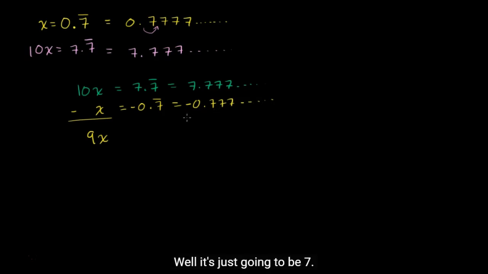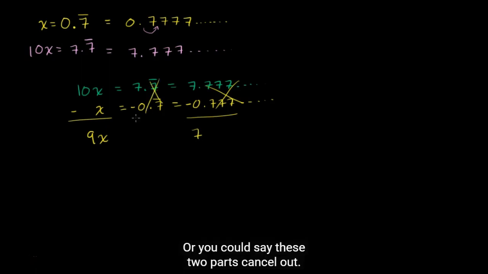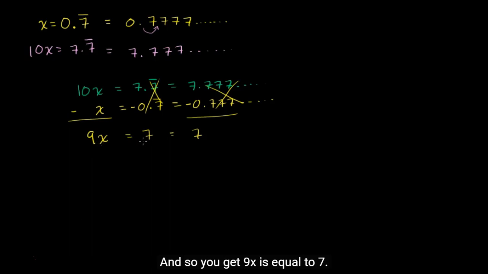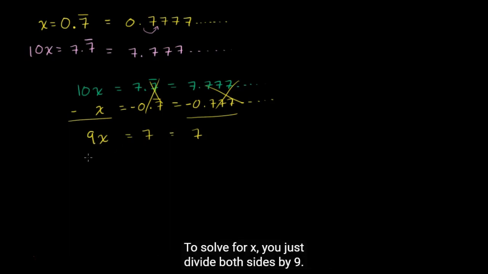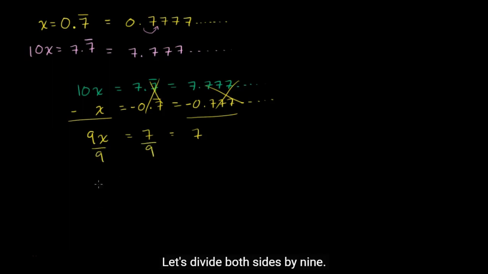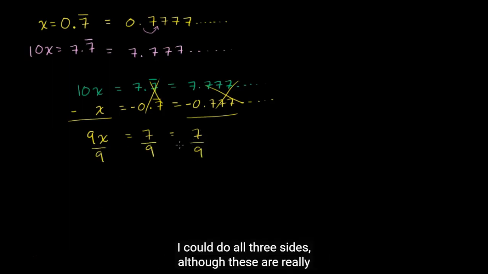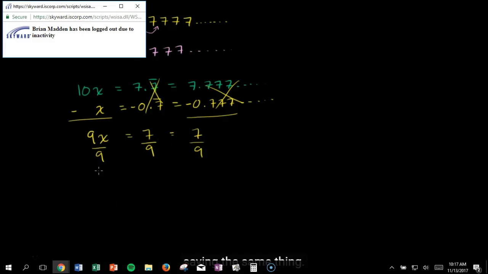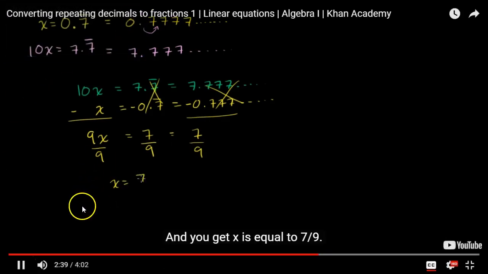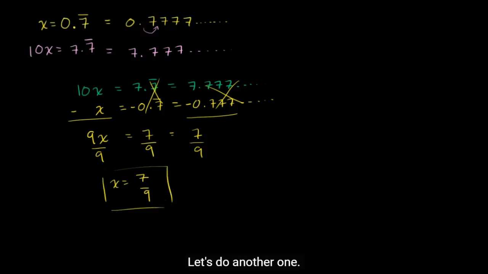Well, it's just going to be 7. These parts are going to cancel out. You're just left with 7. Or you could say these two parts cancel out. You are just left with 7. And so you get 9x is equal to 7. To solve for x, you just divide both sides by 9. Let's divide both sides by 9. Well, I could do all 3 sides, although these are really saying the same thing. And you get x is equal to 7/9.